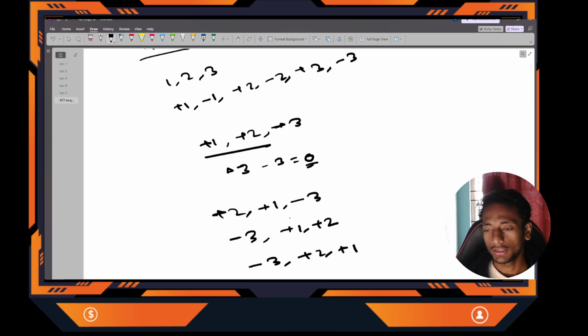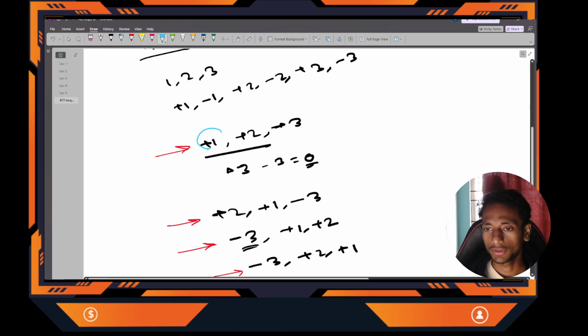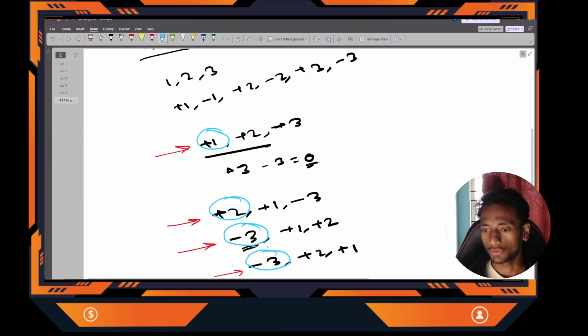So we have to choose the array that is lexicographically smallest. What is meant by smallest here? It corresponds to the value. This is the first array, second, third and fourth array. First of all, we compare the first value: plus 1, plus 2, minus 3, minus 3. Which have the smallest value? These two. So the other two will now be discarded, right?